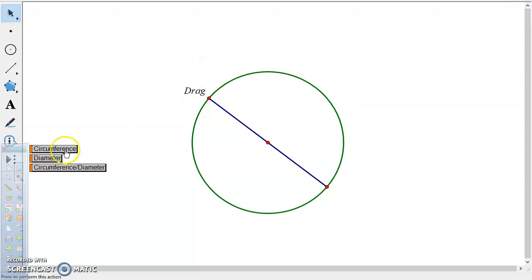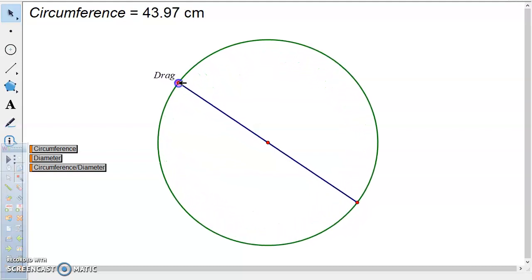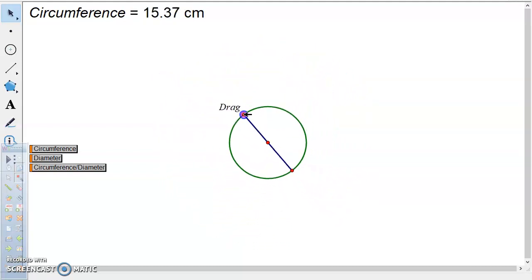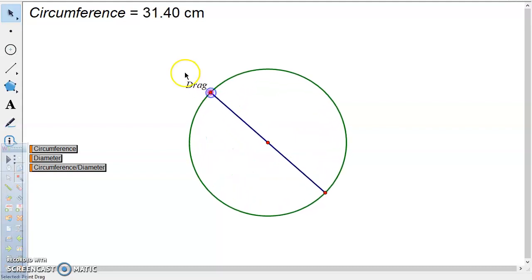The first thing I'm going to do is measure the circumference of the circle. Now, the circumference of the circle is the distance around. So if I were to start at this little point and walk all the way around this green circle, what is that linear distance? The circumference of this circle right here is 30.27. You notice if I make the circle bigger, the circumference gets bigger. And of course, if I make it smaller, the circumference gets smaller.